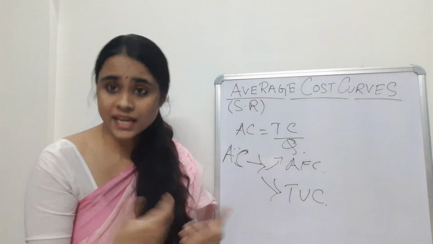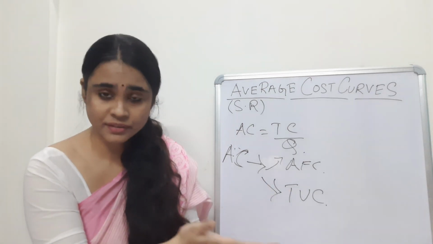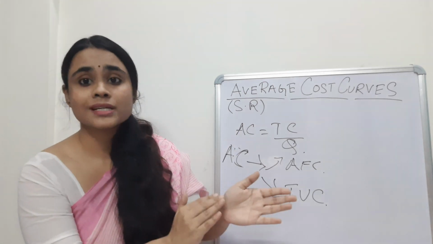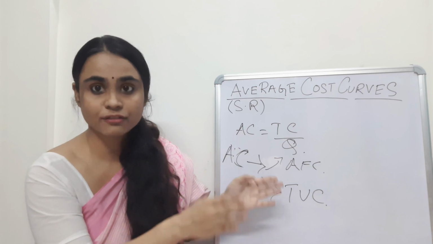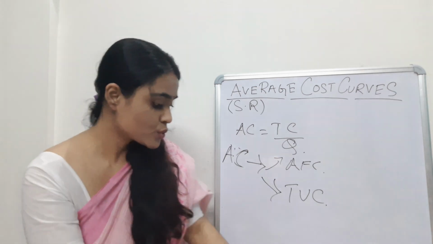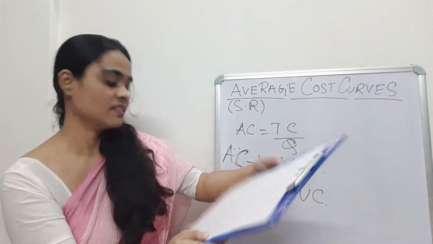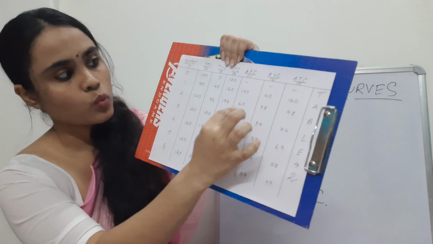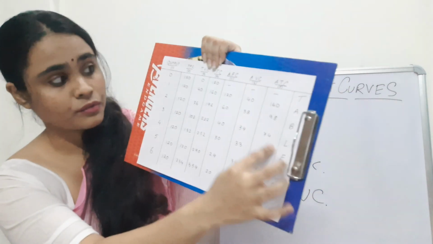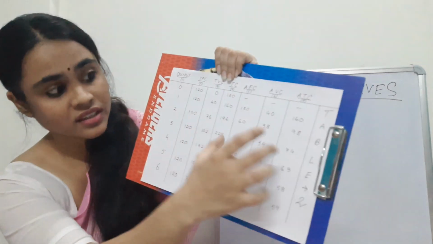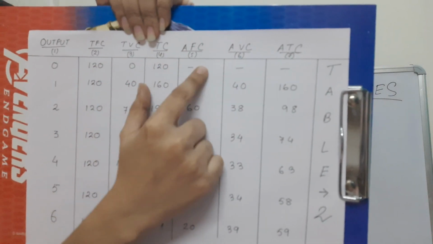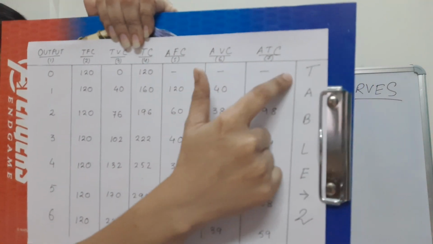So we will get a table like the previous video that I have shown. It's a continuation of that table. I am not deducting all the values that I have got from the total cost. Here on this board I have added three columns with respect to total fixed cost and total cost: average fixed cost, average variable cost, and average total cost.